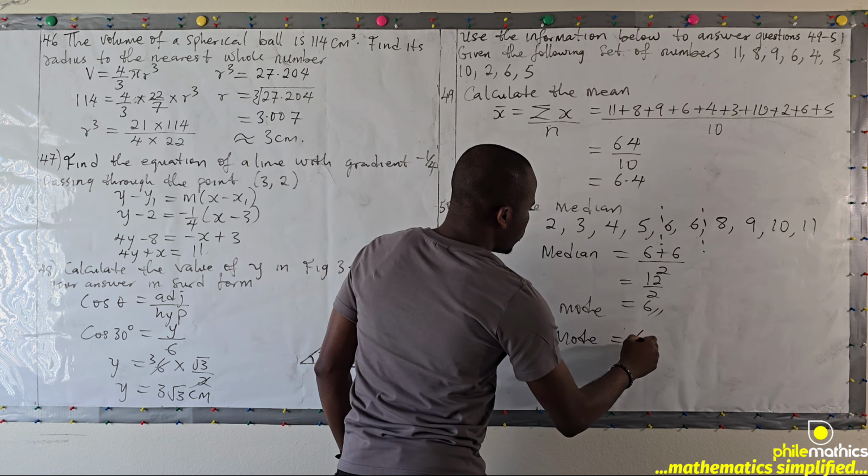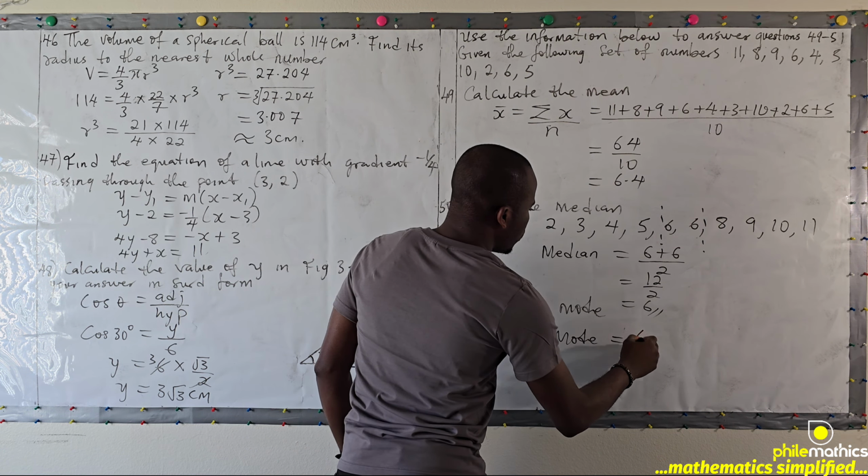Question 52 says, find the range of the following set of numbers: 4, 9, 6, 3, 2, 8, 10, 7, 11. By range, we simply mean the difference between the highest number in the data minus the smallest number in the data.